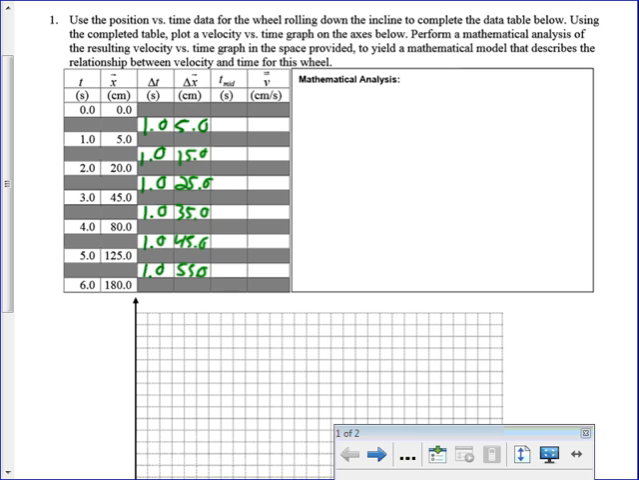Once we do this, we then need to calculate t-mid. T-mid is simply the time point that's halfway between the two times. So the halfway point between 0 and 1 second is equal to 0.5 seconds. The halfway point between 1 and 2 is equal to 1.5 seconds. 2 and 3 is 2.5, 3.5, and so on and so forth.